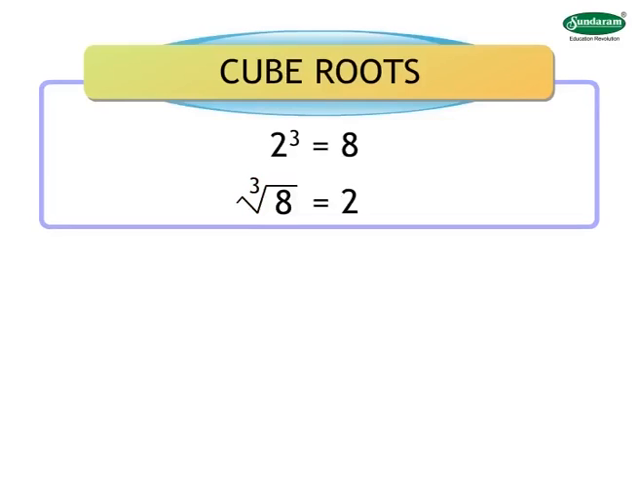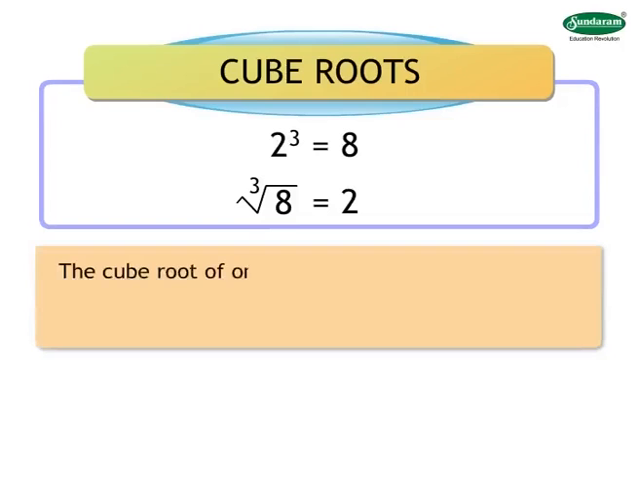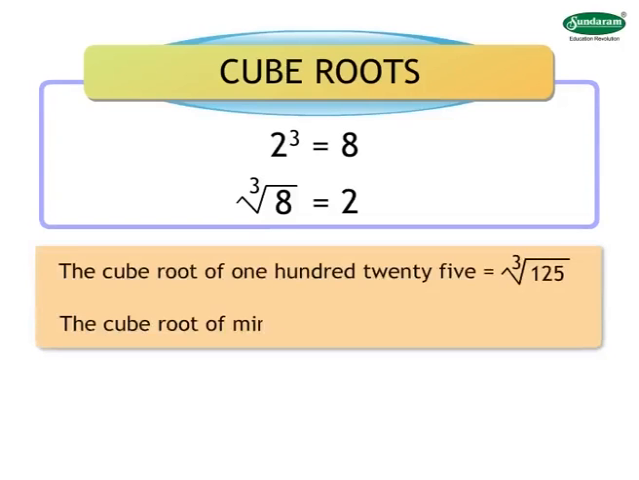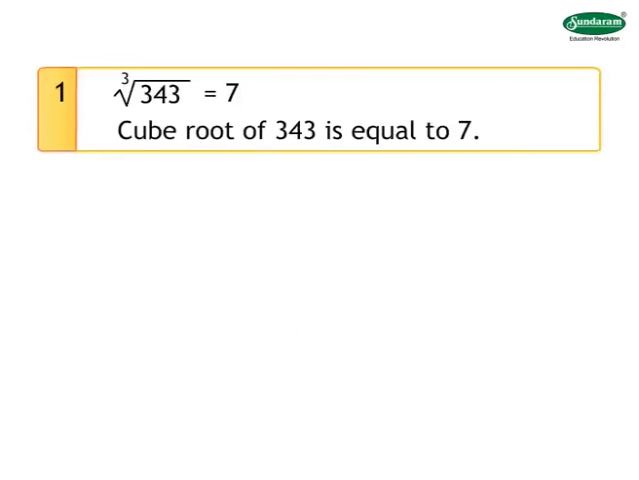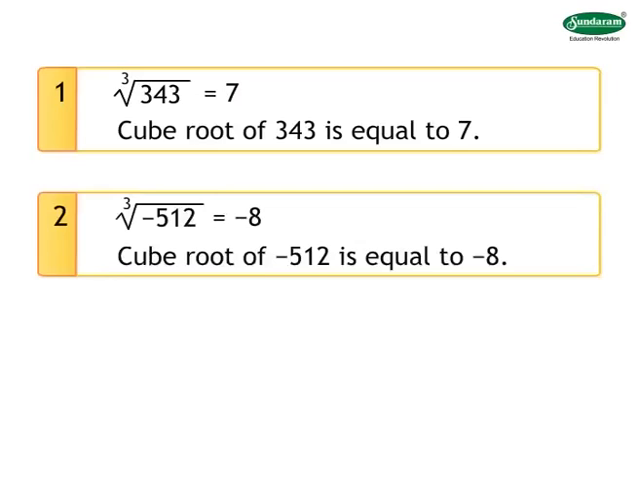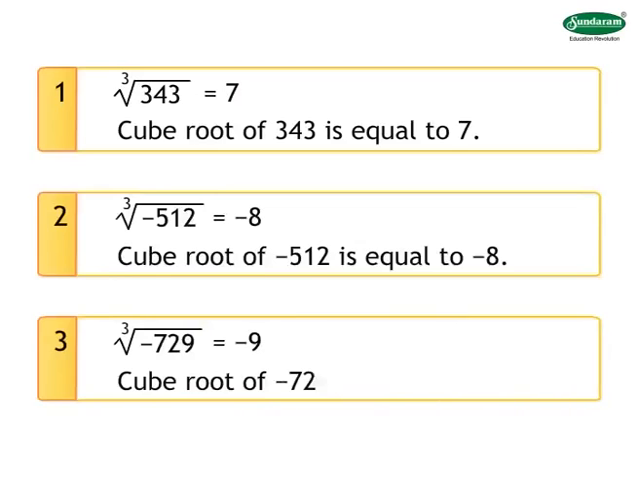Let us take another example. The cube root of 125 is written as. The cube root of -64 is written as. Now, let us write the following in words. 1. It is written in words as cube root of 343 is equal to 7. 2. Cube root of minus 512 is equal to minus 8. 3. Cube root of minus 729 is equal to minus 9.